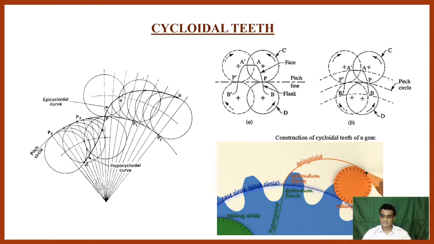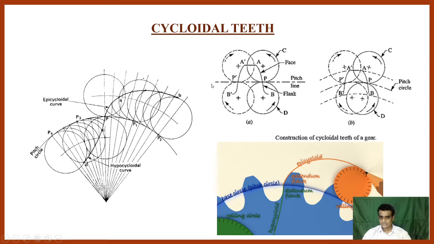That means in case of cycloid tooth profile, there are two types of gear tooth profile, two curves. One is the epicycloidal and second one is the hypocycloidal. Again, the same curve we can generate on the rack.